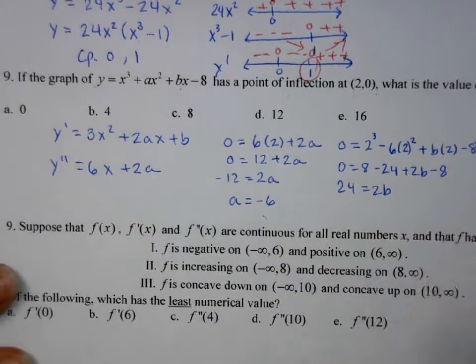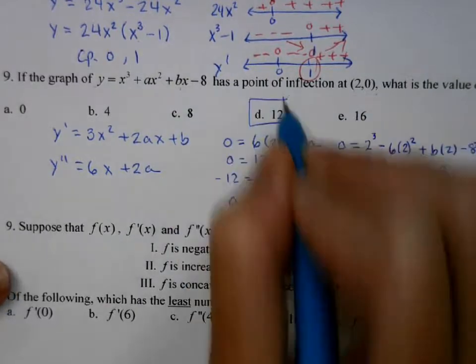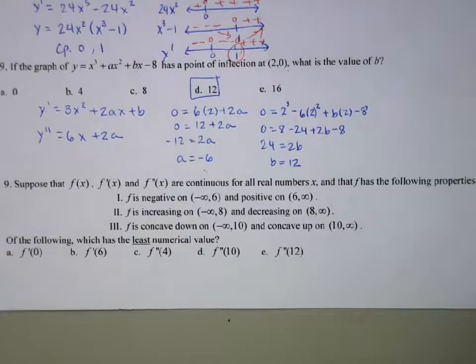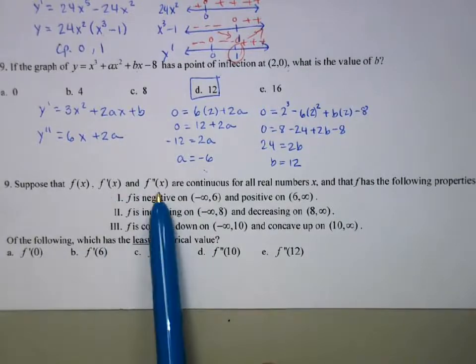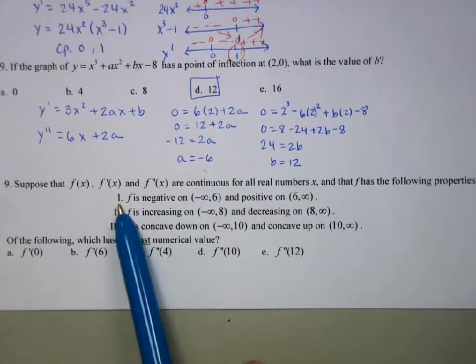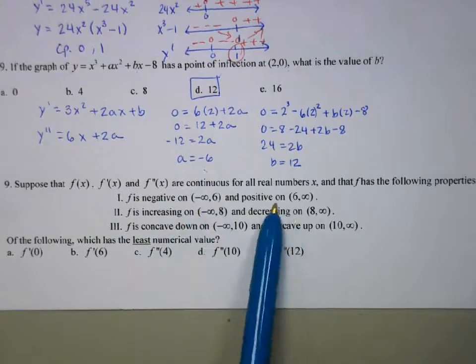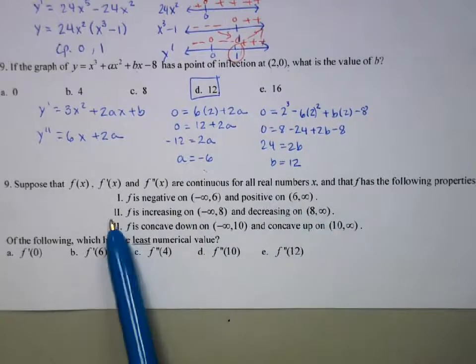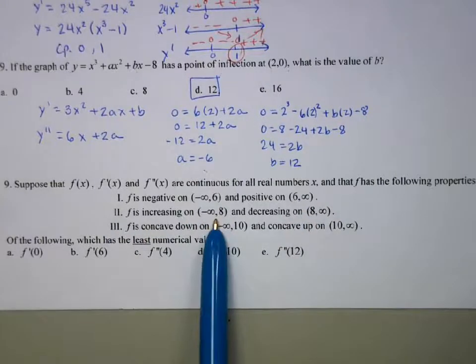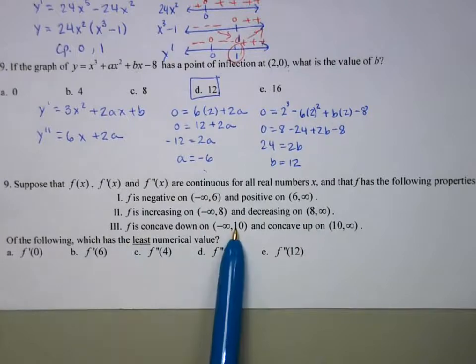Okay. So our last problem. Suppose that f of x, f prime of x, and f double prime are continuous, and has the following things. f is negative from negative infinity to 6 and positive from 6 to infinity. f is increasing until 8, then decreasing to 10, and it's concave down to 10 and concave up after 10. So let's try to sketch a graph here.